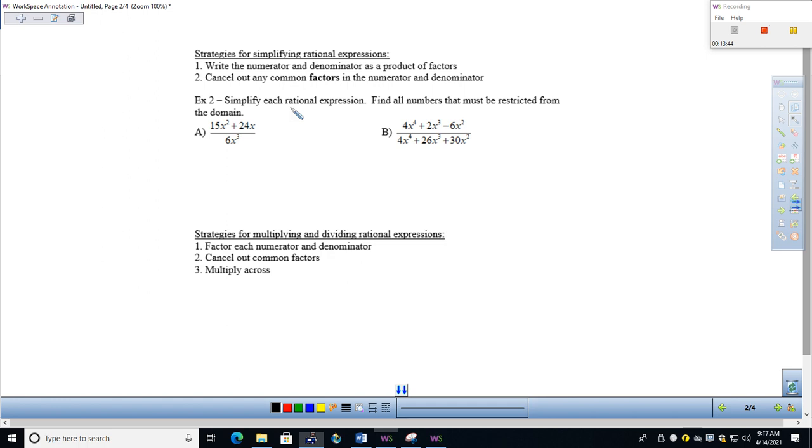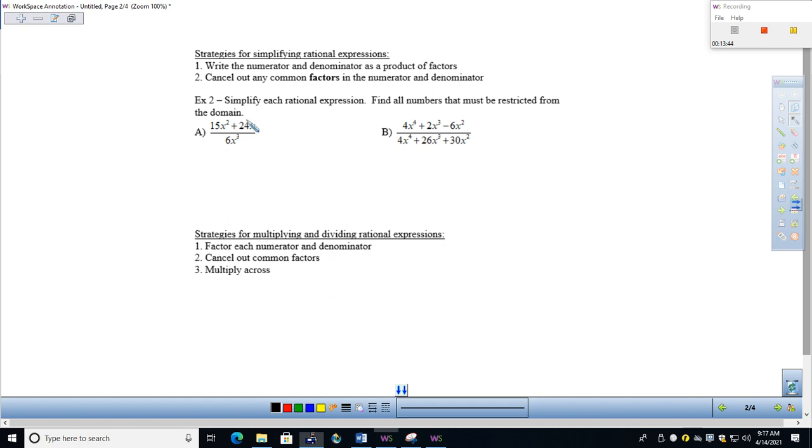And let's go ahead and start example 2 then. It does say simplify each rational expression and also find all numbers that must be restricted from the domain. So we used example 1 and the investigation now to completely take care of example 2. So let's start out with this. I'm not going to try canceling until I've factored. So if you're looking, ooh, I've got x squared and x cubed, I want to cancel stuff. No, no, no, no, no. Not until you have completely factored numerator and denominator.